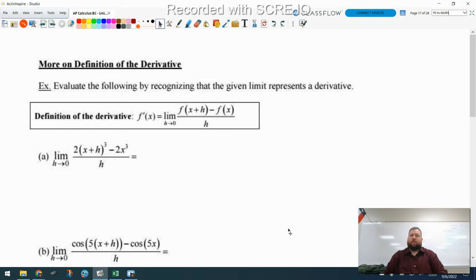All right, this will be a quick one. We're going to do a lesson going over the definition of derivative one more time. We did problems like this when we first learned about derivatives.